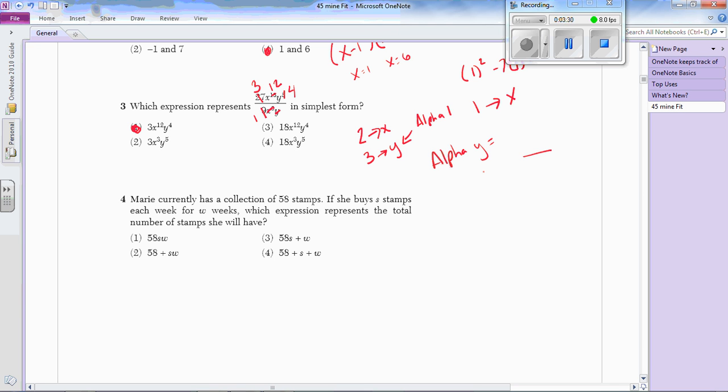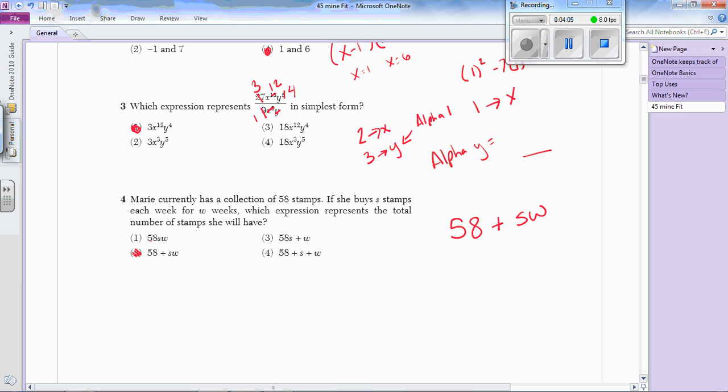All right, so Maria currently has a collection of 58 stamps. If she buys stamps each week for W weeks, which expression represents the total number of stamps she will have? She currently has 58. So whatever she has, we're going to take 58 and we're going to add, she buys S stamps per week. So S stamps every week, so that's just going to be S times W, and that will give us how much she has. Kind of a tricky question. Choice 2 is the answer for number 4.